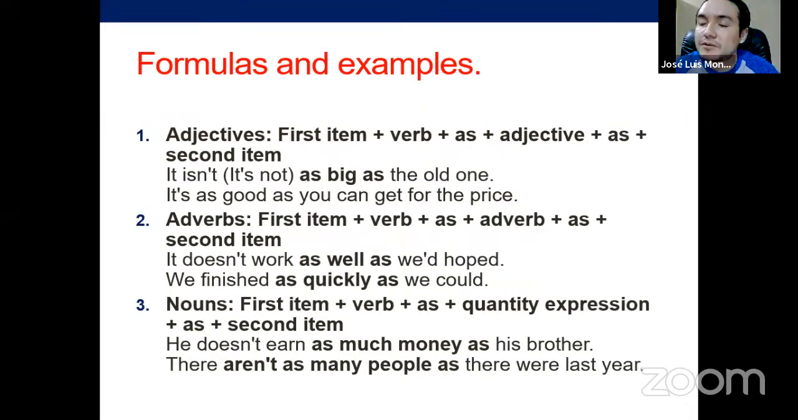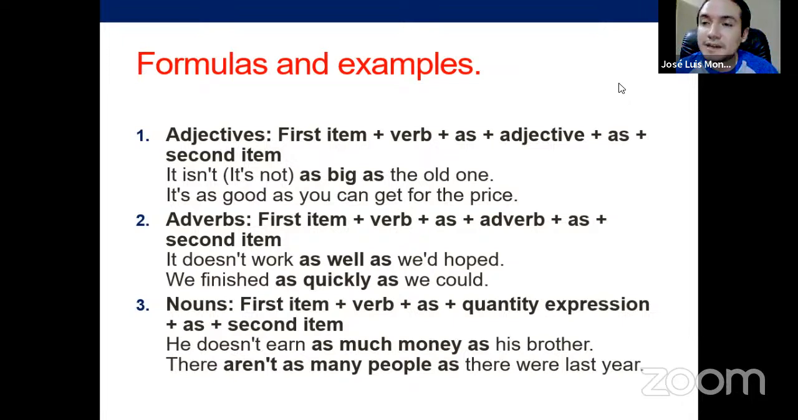These are the main formulas for the three elements that I just mentioned: adjectives, adverbs, and nouns. For adjectives, of course, you need the first item plus the verb plus as, an adjective, and as. So as has in between the adjective or the adverb or the noun. In this case, an adjective, of course, plus the second item. So it is not or it's not, you can contract that in any way you want. It's not as big as the old one. It's as good as you can get for the price.